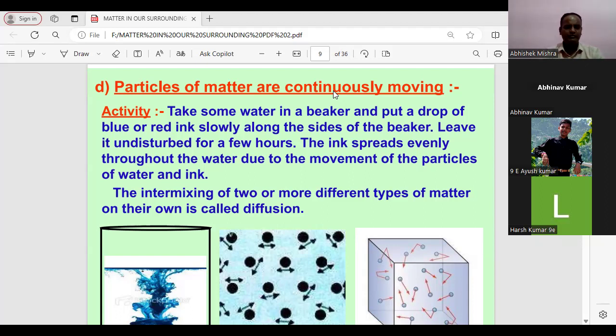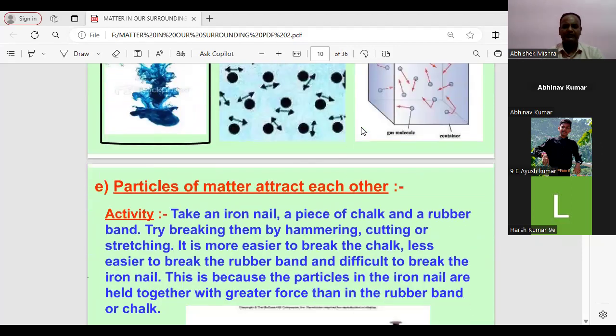No, Abhinav, listen to my question. Yes, correct. Nandini, Ayush, yes, you all are correct. Very good. So this demonstrates that the particles of matter are continuously moving.